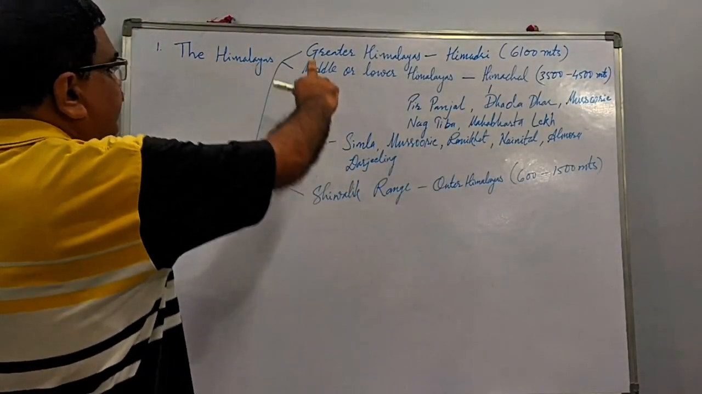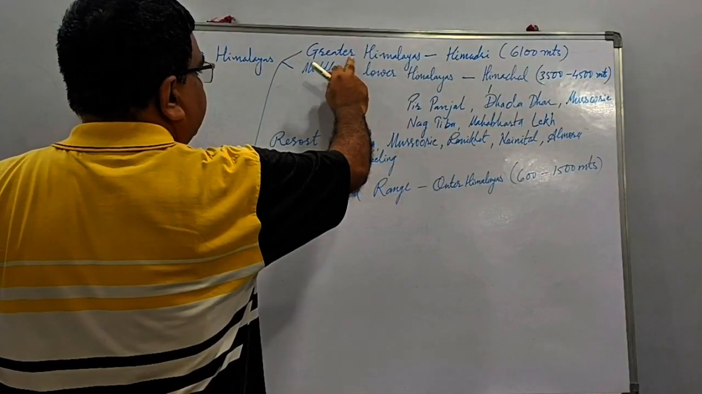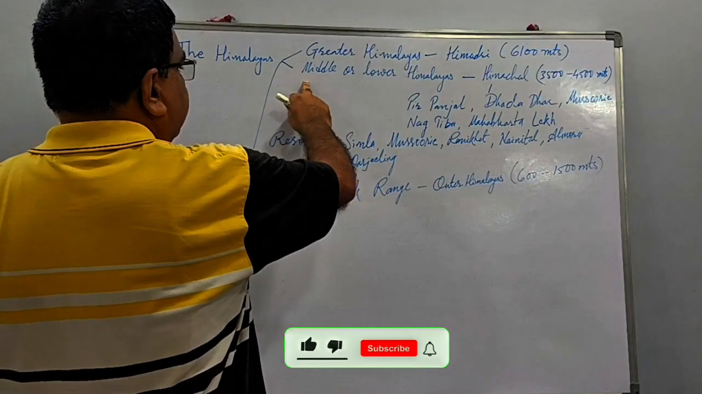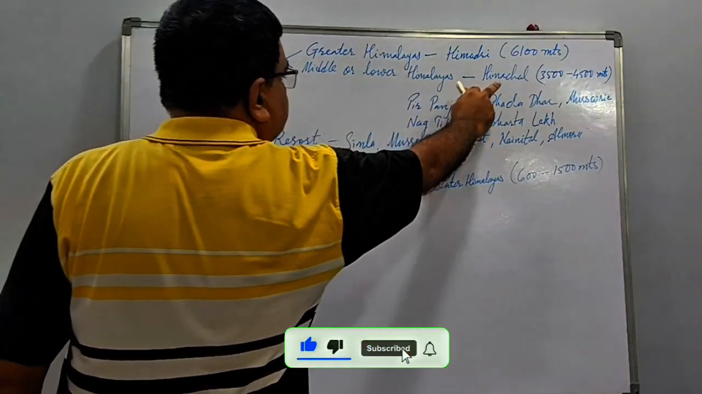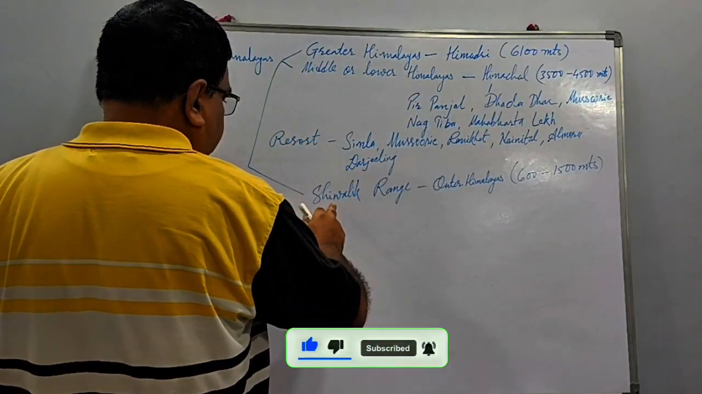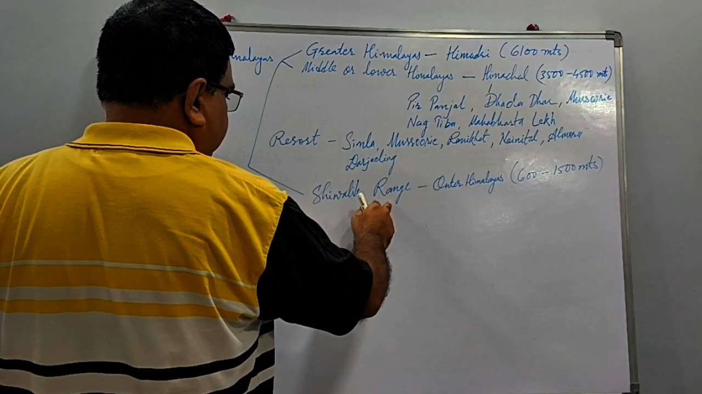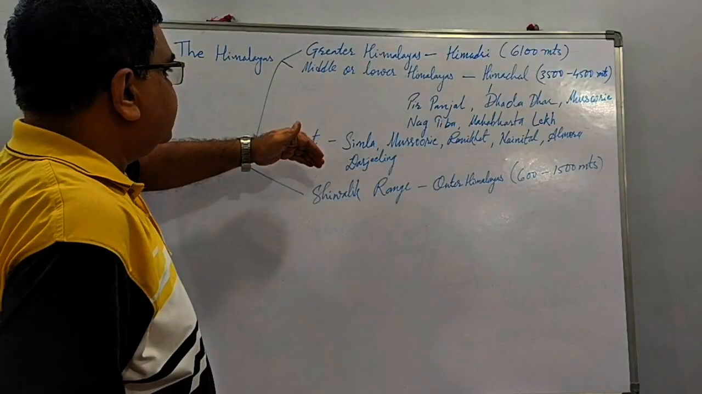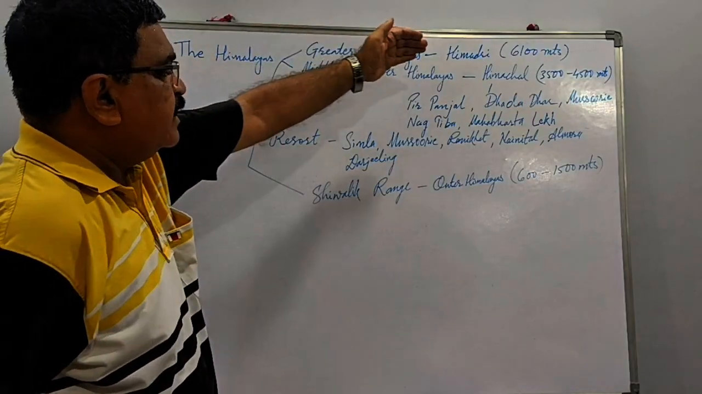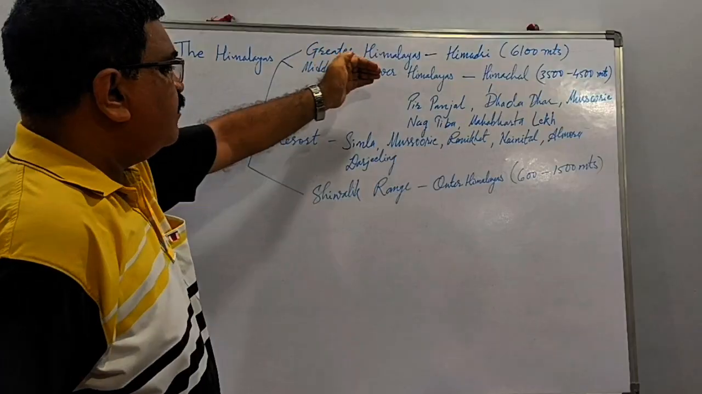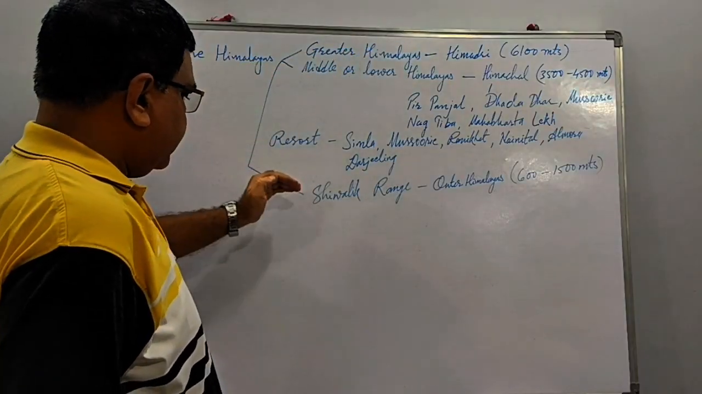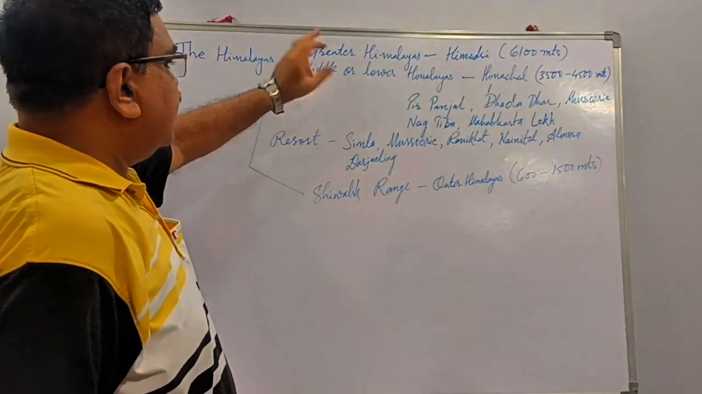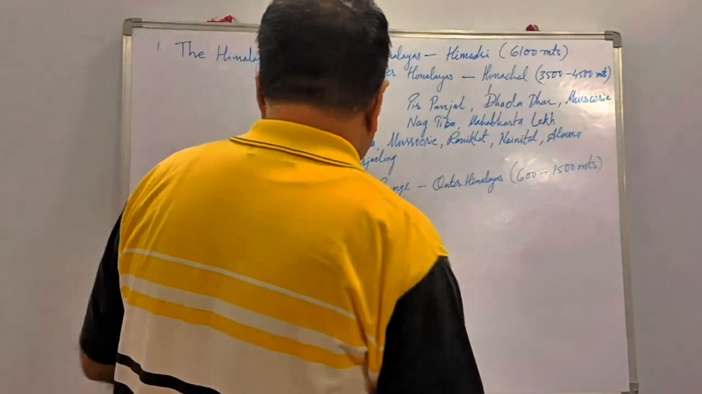Himalayas are divided into 3 parts. First one is the Greater Himalayas. It is also known as Himadri. Second one is the Middle or the Lower Himalayas. It is known as the Himachal. And third one is the Shivaliks. These Himalayan mountains are divided into different ranges. That is Greater Himalayas, Himadri range; Middle or Lower Himalayas, Himachal range; and the third one is the Shivalik range or the Outer Himalayas. The Greater Himalayas are having average elevation.